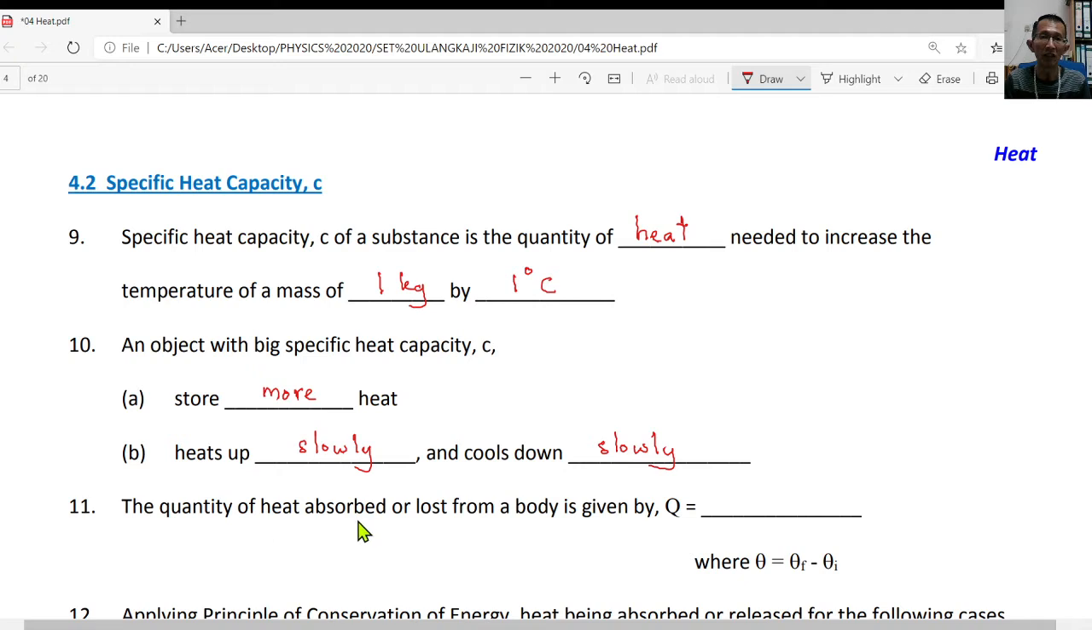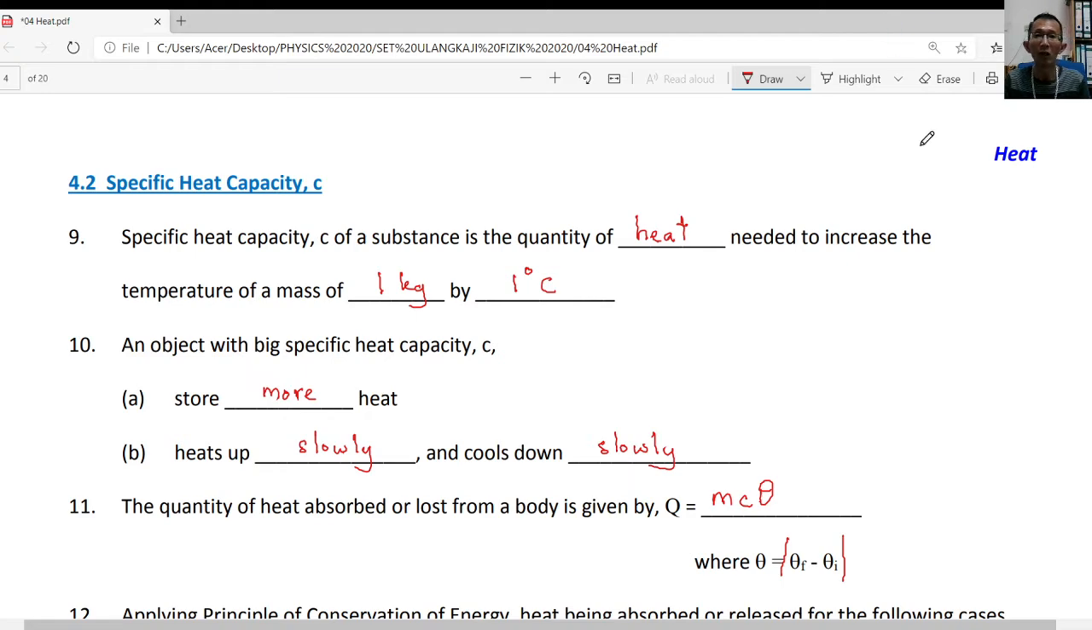The quantity of heat absorbed or lost from a body is given by the formula Q equals mc theta. A very familiar formula, I believe, whereby theta is actually our final temperature minus our initial temperature. Maybe I should put a modulus here. Make sure that this number is taken as a positive value, just to ease your calculation. Not compulsory, but just to ease your calculation.